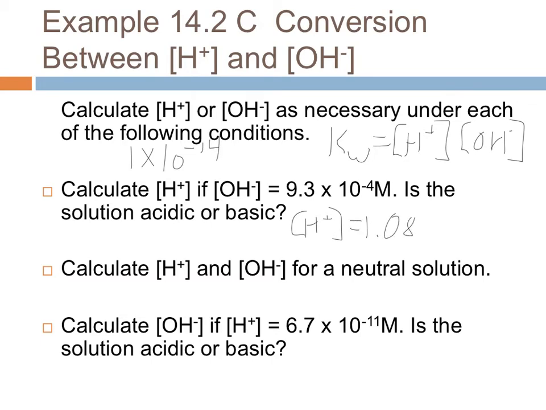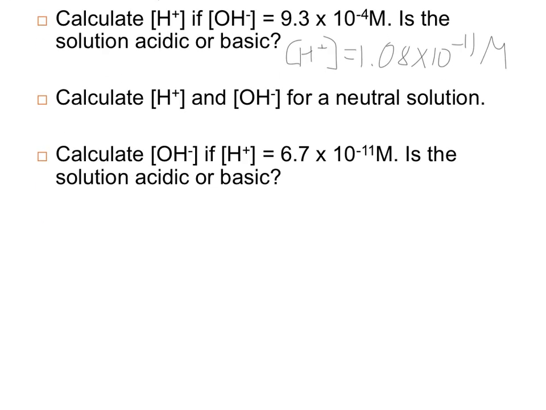1.08 times 10 to the negative 11th molarity. Calculate hydrogen and hydroxide for a neutral solution. A neutral solution is going to be, if we have our expression, let's make some room down here at the bottom. H2O liquid makes H plus and OH minus. It's a 1-to-1 ratio. If we looked at a full ICE chart for this, it does not matter how much water we have because the liquid doesn't go in the expression.